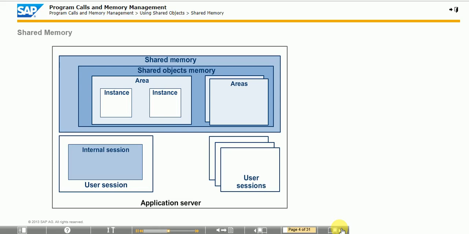With the introduction of shared objects in SAP NetWeaver 2004, shared memory has been enhanced with shared objects memory, where the user can save shared objects. You can save shared objects in areas of shared memory. Note, instances of classes can be saved. It is not yet possible to save any data objects as shared objects. However, you can save data objects apart from reference variables as attributes of classes.